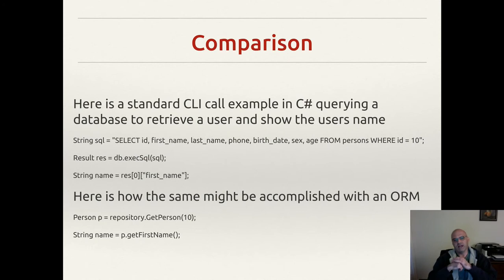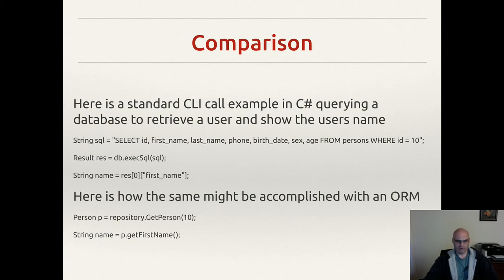So let's take a comparison now of another one here. This is another CLI statement. This one's specifically a C# program that I grabbed. I think this one came out of Wikipedia. And we're creating a string here for SQL: select ID, first name, last name, phone, birth date, sex, and age from persons where ID equals 10. So obviously we're going to return one person, assuming that ID is the key here, with the ID 10.